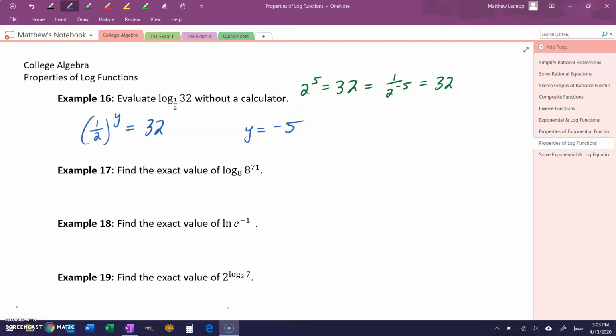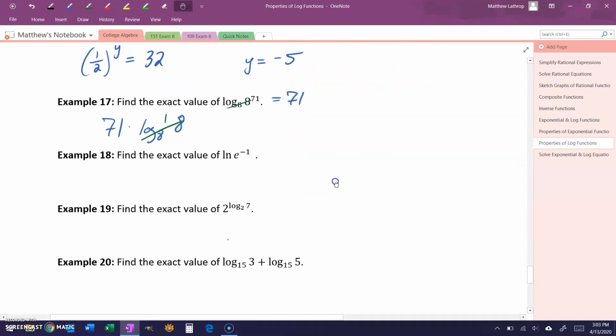In example 17, we have the log base 8 of 8 to the 71st power. Since we have a log base 8 and an exponential base 8, those two automatically cancel each other out, leaving us with just 71. The other way to evaluate this would be to use properties of logarithms to bring that 71 out in front and rewrite this as 71 times the log base 8 of 8. And then it becomes a little bit clearer how when that becomes 1, we would end up with 71 times 1, or just 71.